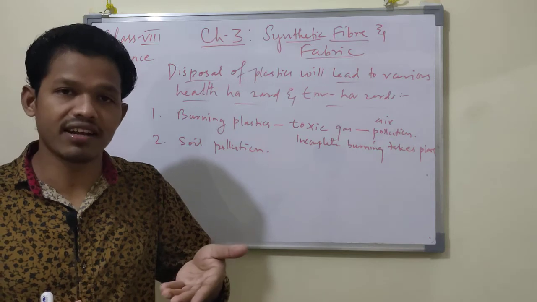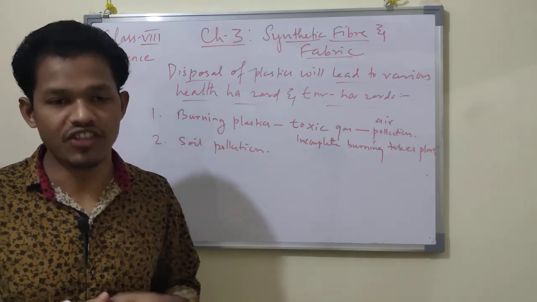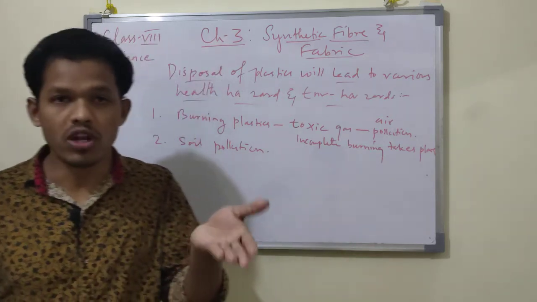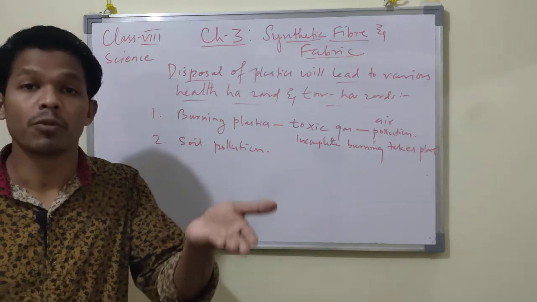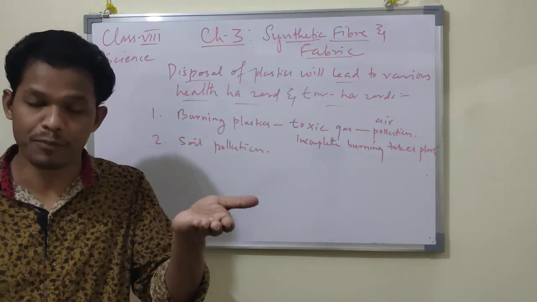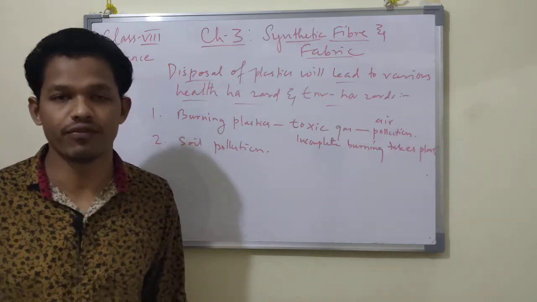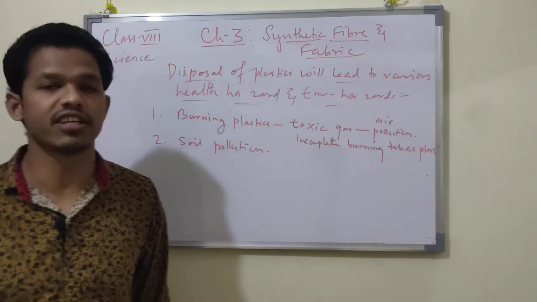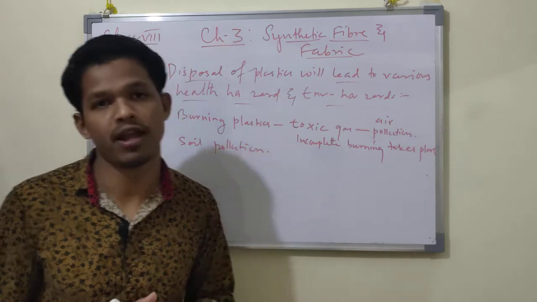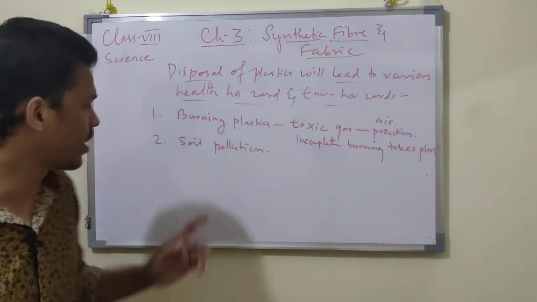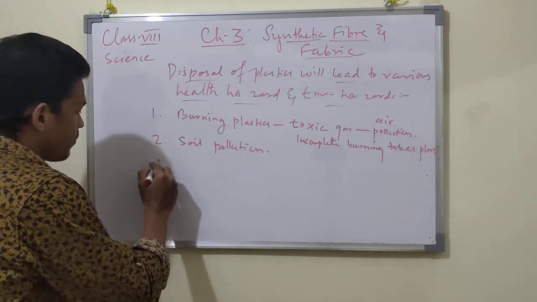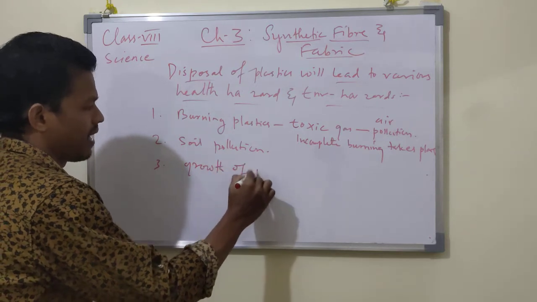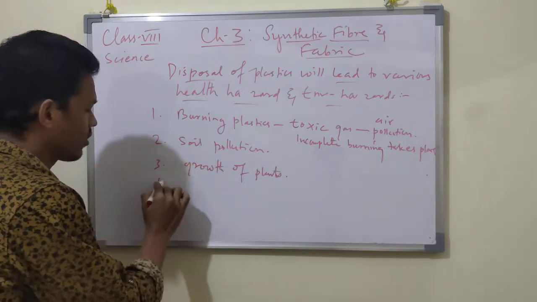Why? Because the groundwater level is decreased in that area, because the plastics dumped in the landfills will not decompose by the microorganisms. The remains of these plastics will prevent the seeping of rainwater into the ground. Therefore, the plants will not get an adequate amount of water. So this is the reason which will affect the growth of plants, trees or plants, we can say. It will affect the growth of plants.